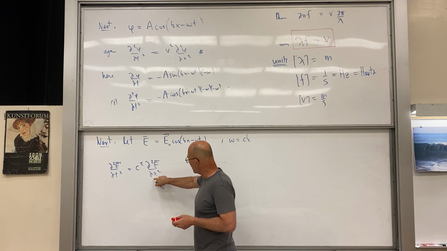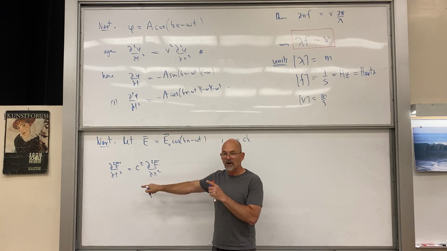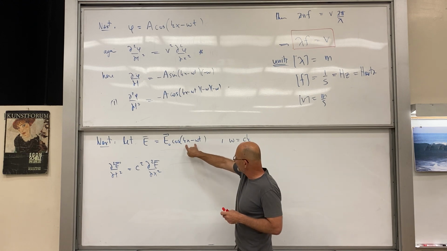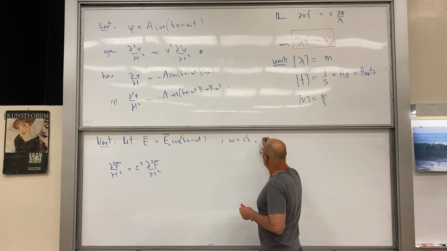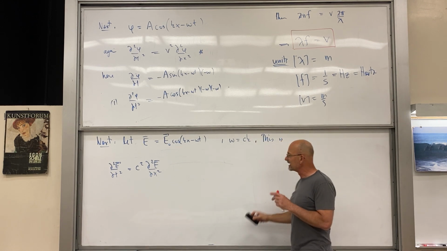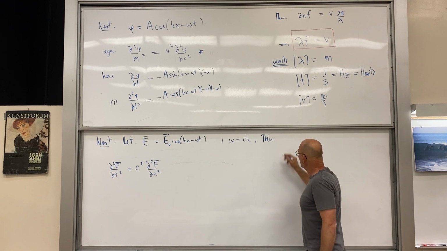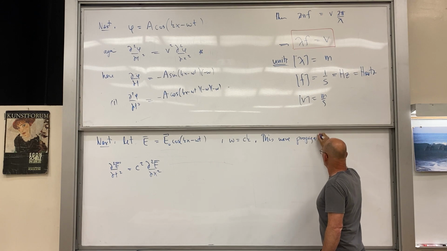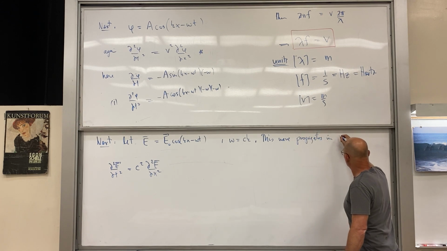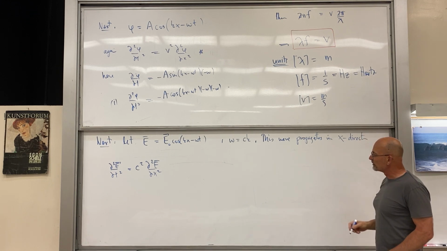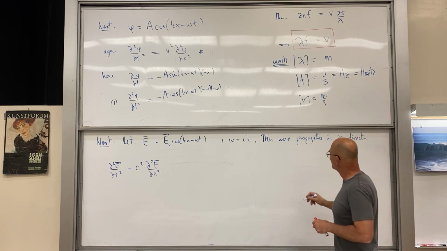This is the del squared when you only have the x direction, okay? So that's good, right? There's only an x dependence here. So let's go ahead and say this wave is propagating in x direction. And in fact, we refer to it as a plane wave.